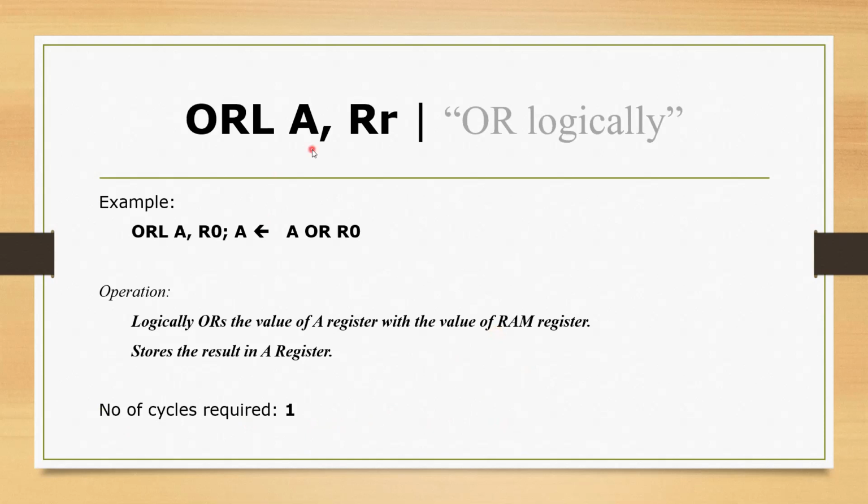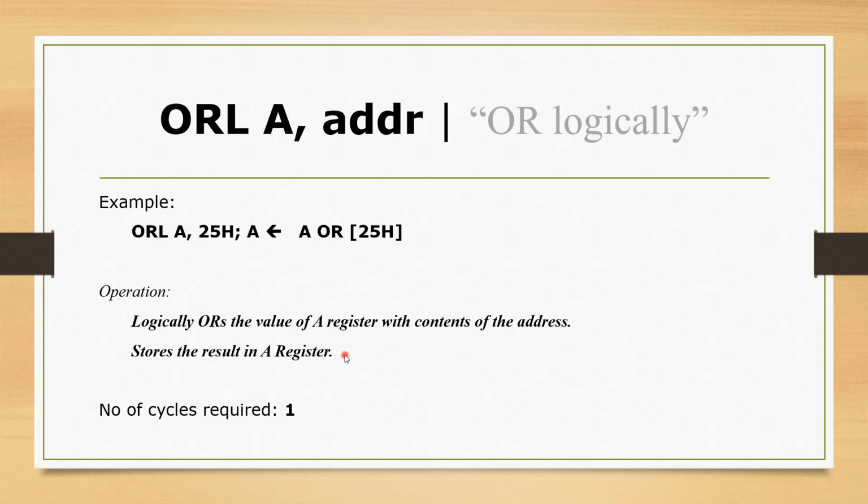Next instruction is ORL A comma, a RAM register. Any RAM register can be used. ORL A comma R0 logically ORs the value of the A register with the value of the R0 register and stores the result in the A register. So the A register will get the result. The first one is the destination. So the A register gets the result, A OR R0. Number of cycles required is 1.